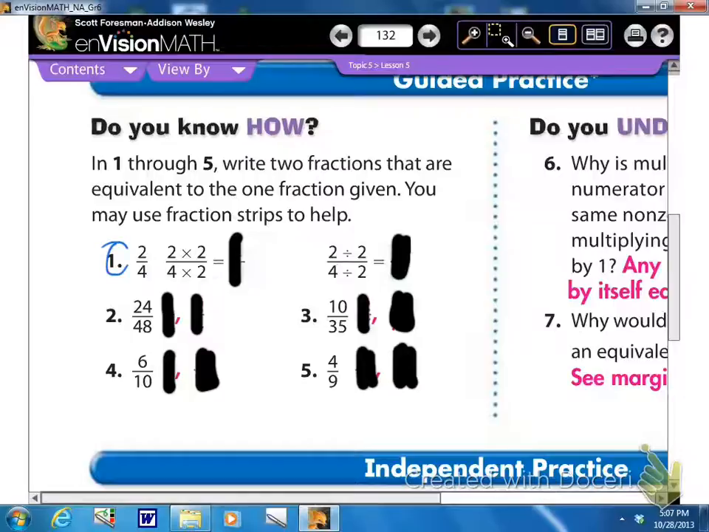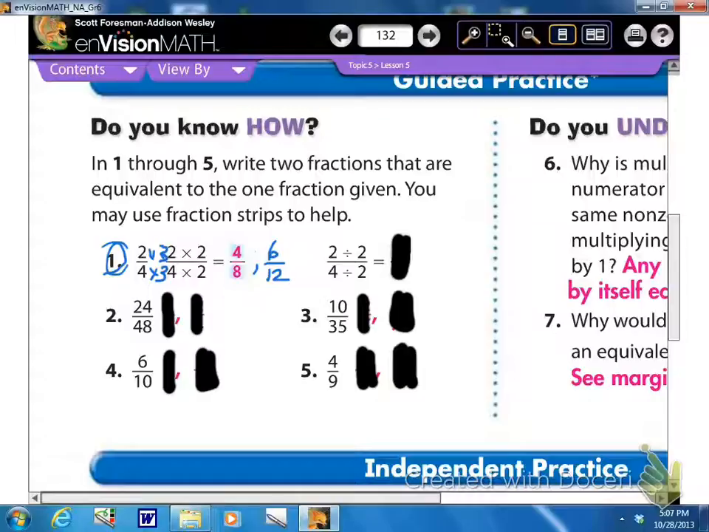I have 2/4. So I want to find a fraction that's equivalent to 2/4. They help you out: stick with the small number. Stick with 2. So multiply both the numerator and the denominator by 2. So 2 times 2 would give me 4, and 4 times 2 would then give me 8. So there is an equivalent fraction. I could also multiply 2 by 3, and I could multiply my denominator by 3, and I could get 6/12 also. That would be another equivalent fraction.